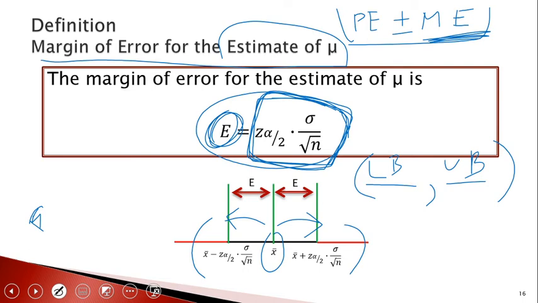So this part here is your margin of error, capital E, margin of error.